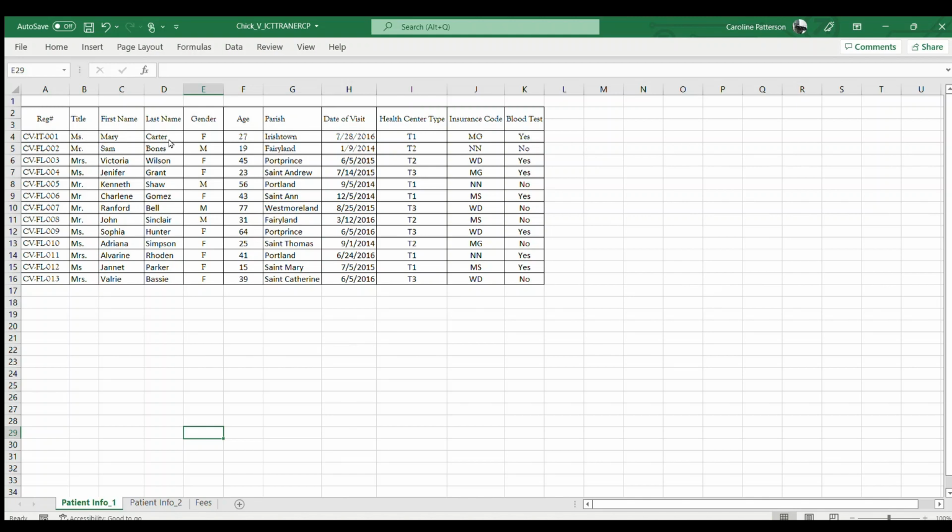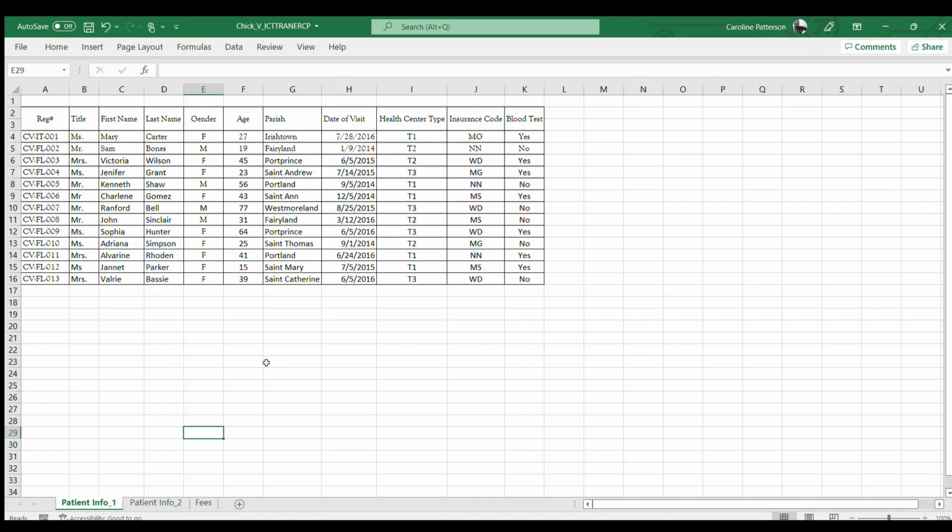Now, today we're going to be looking at the 2016 SBA that has to do with the calculation of medical fees for patients who were infected by the chikungunya virus. So, just for ease of entering the data, I went ahead and entered data for about 13 patients, and as you see, I have them here.